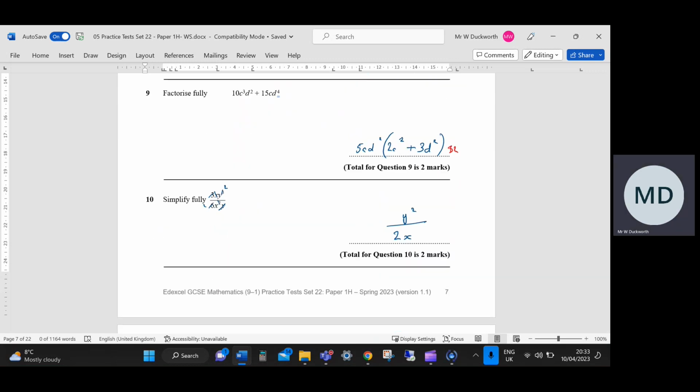And question 10, we're looking at B2 for the fully simplified version, but you could also have 0.5 y squared x to the power minus 1, and there's a few other versions that are fine. Okay, so I'll stop the recording there. I'll give it a few minutes and then I'll start another one up, but that's the first 10 questions.